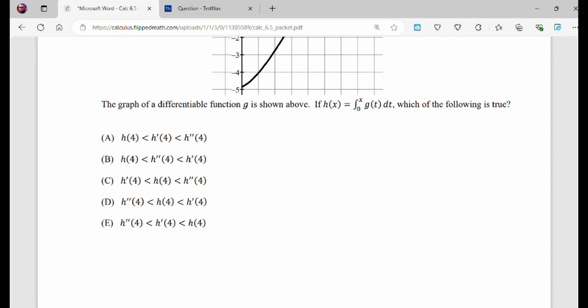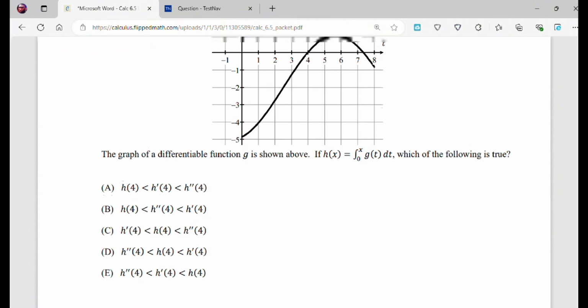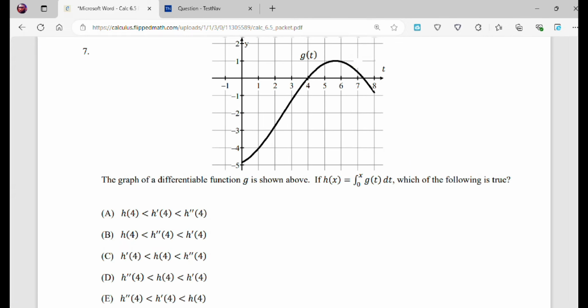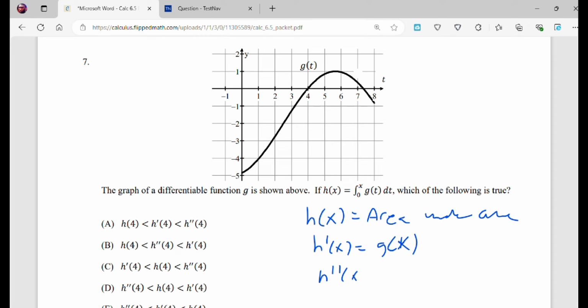All right, last one we have. The graph of a differentiable function g is shown above. If h of x equals the integral from 0 to x of g of t dt, which of the following is true? So we have a comparison here between h, h prime, and h double prime. So h is the area under the curve. H prime is g of x. H double prime is g prime of x.